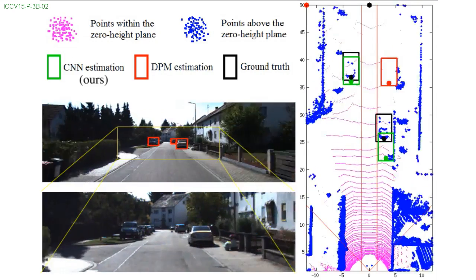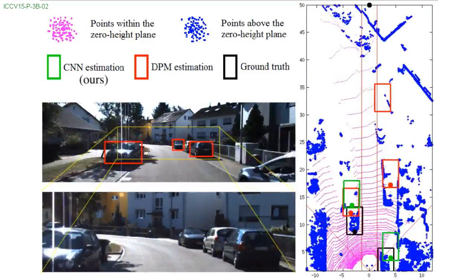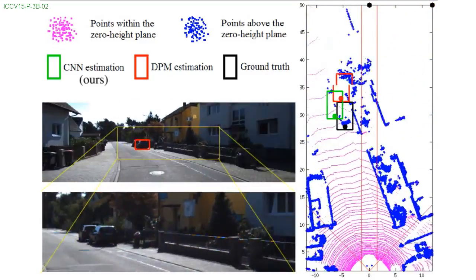We show our KITTI-based direct perception model running on some testing samples, and we also compare it with a DPM-based baseline and the manually labeled ground truth.